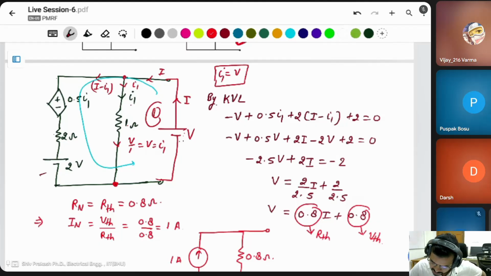And what is the circuit? The circuit is a current source in parallel with a resistance. This is the circuit. The current is 1 ampere and the resistor is 0.8 ohm. This is the Norton's equivalent circuit. In this case, I think this is the answer.